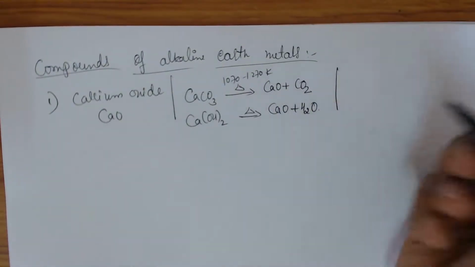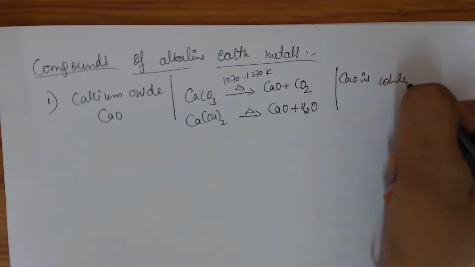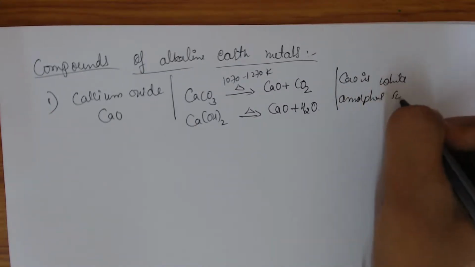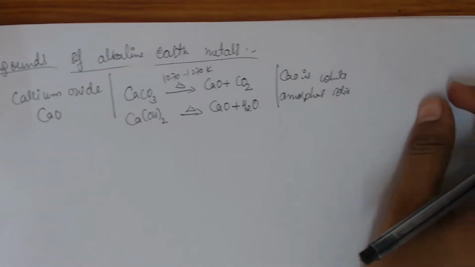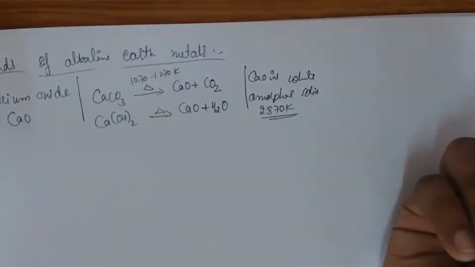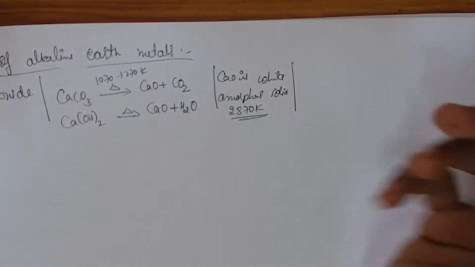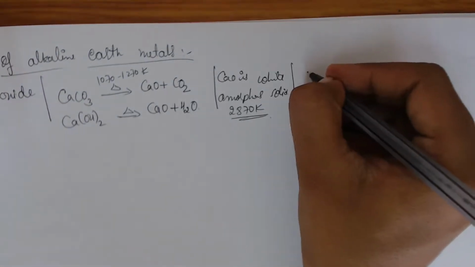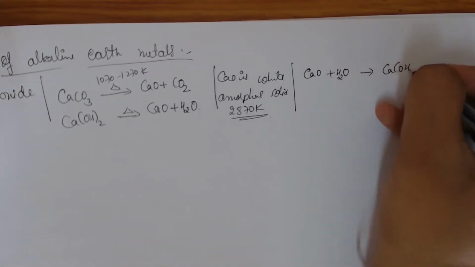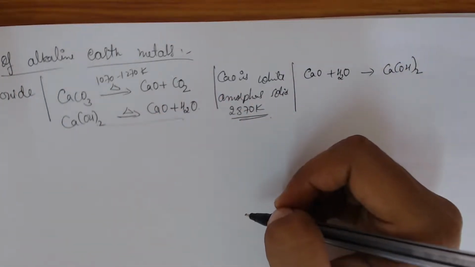The next one is physical properties. CaO is a white amorphous solid. Its melting point is 2870 Kelvin. For the chemical properties, if CaO reacts with H2O, it forms Ca(OH)2. This and the preparation are exactly opposite.